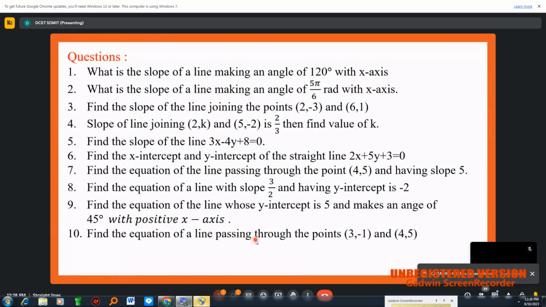Ma'am, ninth one answer is x minus y plus 5 equals to 0, right, ma'am? Yeah, x minus y plus 5 is equal to 0. 6x minus y minus 19 is equal to 0. Yeah, it is correct.